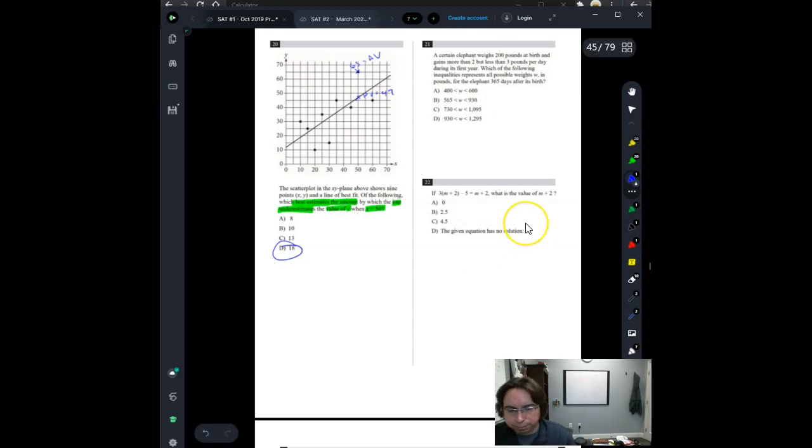Okay, 21. It says a certain elephant weighs 200 pounds at birth, right? So at birth, and gains more than 2, but less than 3 pounds per day. So that's our slope here during his first year. Which of the following inequalities represents all possible weights, W, in pounds for the elephant? So here we can write one where we know we have the 200 pounds, which is our y-intercept, plus 2 times 365, because that's the least amount for which it can gain in a day.